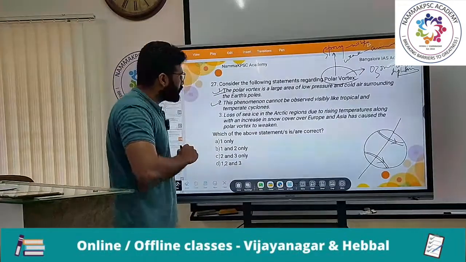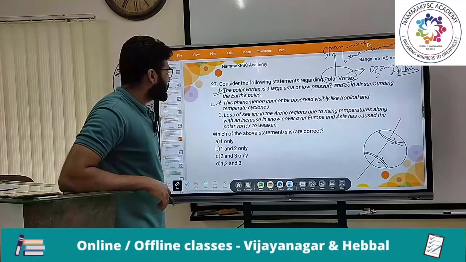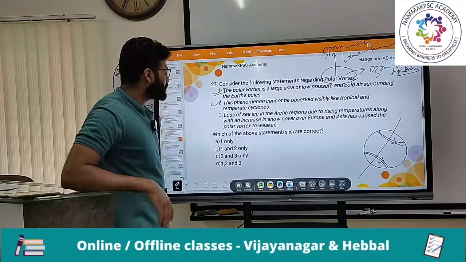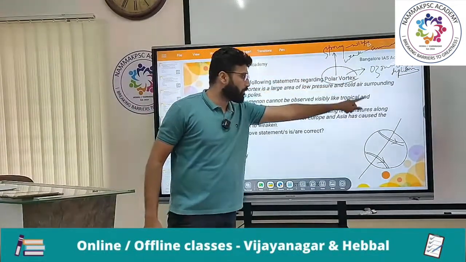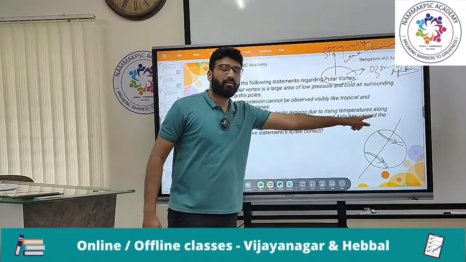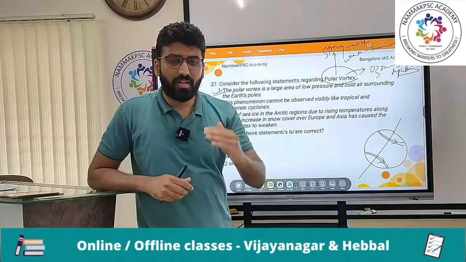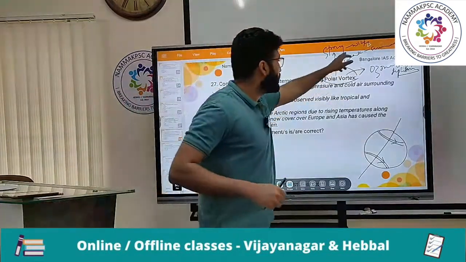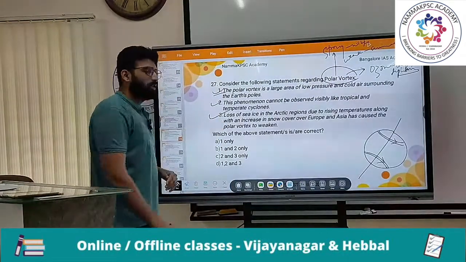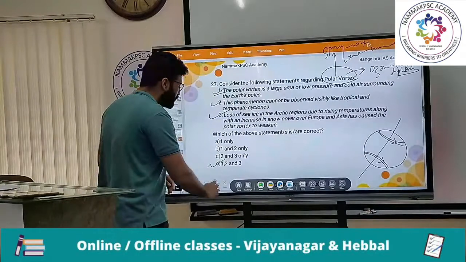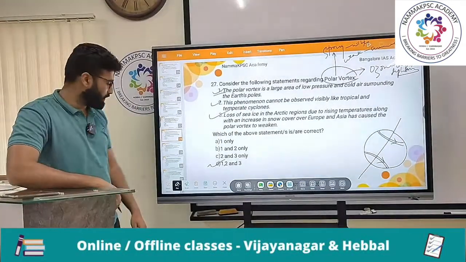Third statement, loss of sea ice in the Arctic regions due to rising temperatures with an increase in snow cover in Europe and Asia has caused polar vortex to weaken. I told you during winter time it is strong. Why is it strong? Because the region becomes very, very cold. But due to global warming, what is happening? All the ice is melting and the winter is weakening. If the winter weakens, the polar vortex will also weaken. So this is also correct. So statements 1, 2, and 3, and hence option D is correct.